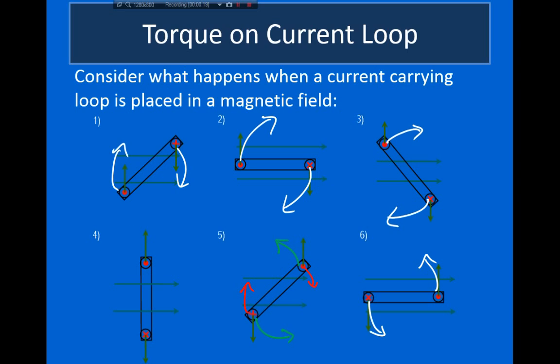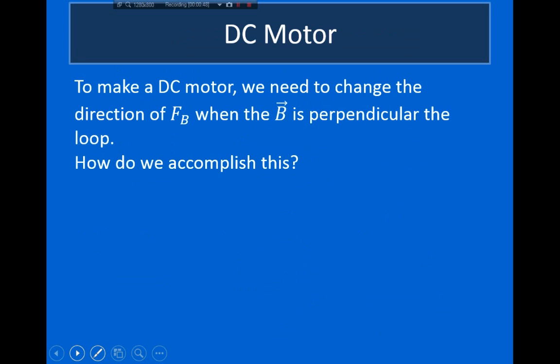But the one thing that I really want to point out is that if I could come up with some way to change the direction that the current is flowing through this loop right here at this point 4, then when I got to panels 5 and 6, the torques that are exerted on this loop would continue to point in the same direction. So if I could reverse the direction that the current is flowing through this loop, when I got to panels 5 and 6, the torque would continue to point in this clockwise direction. And in fact, that's exactly what happens inside a DC motor.